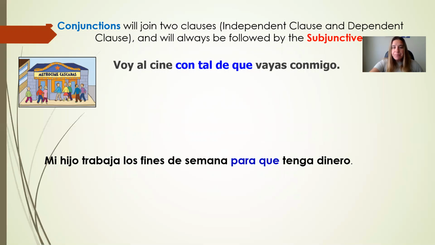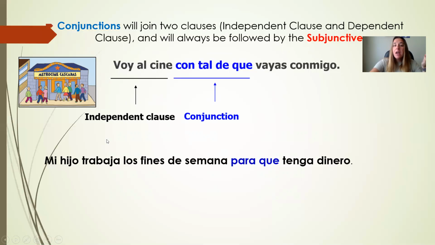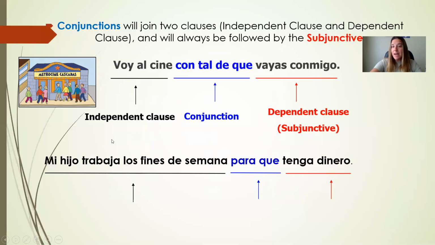Voy al cine con tal de que vayas conmigo. So the independent clause is voy al cine. You know it's an independent clause because if you were to take away the entire rest of the sentence, you would still have a perfectly fine sentence. Voy al cine. I'm going to the movies. So that's how we know it's the independent clause. The conjunction is con tal de que, which remember means as long as. Vayas conmigo is the dependent clause.